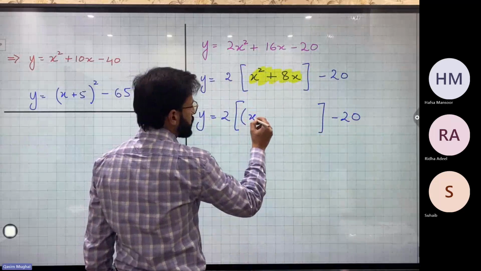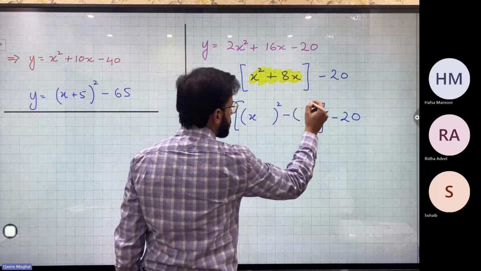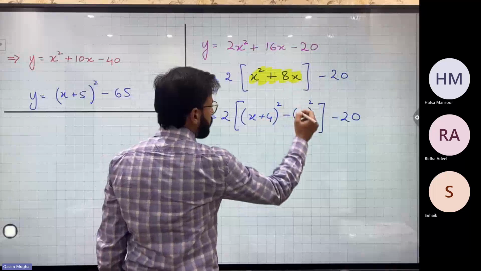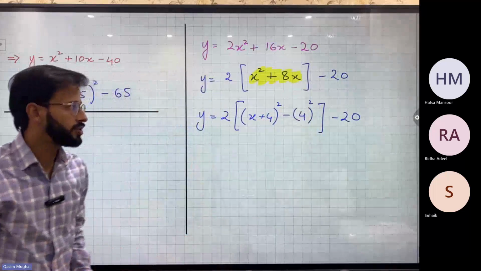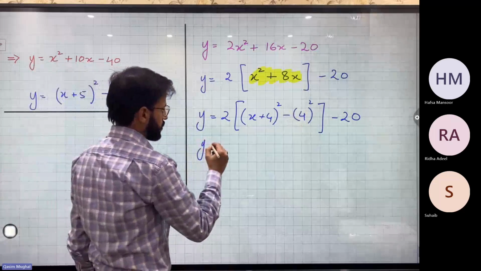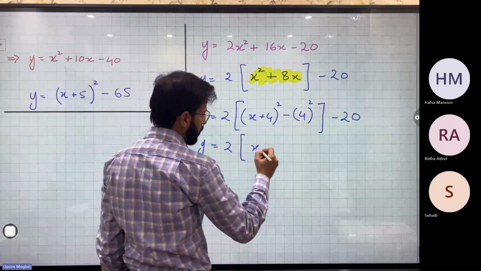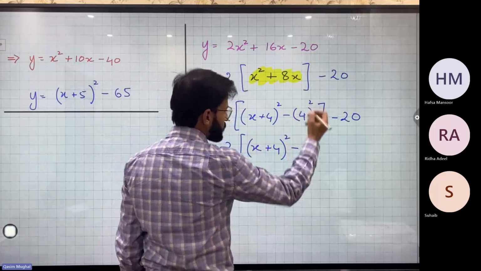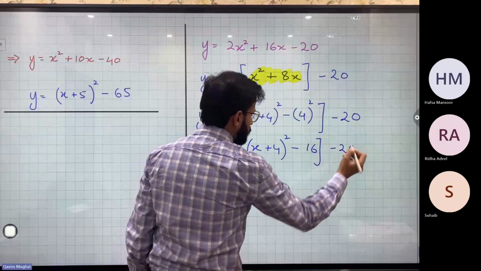So x blank space whole square minus blank space whole square. Here I am supposed to put the half of the coefficient of x. Now I'm going to neaten this up. Y equals 2. Let's keep the 2 outside for now. X plus 4 whole squared minus 4 squared is 16 and then minus 20.